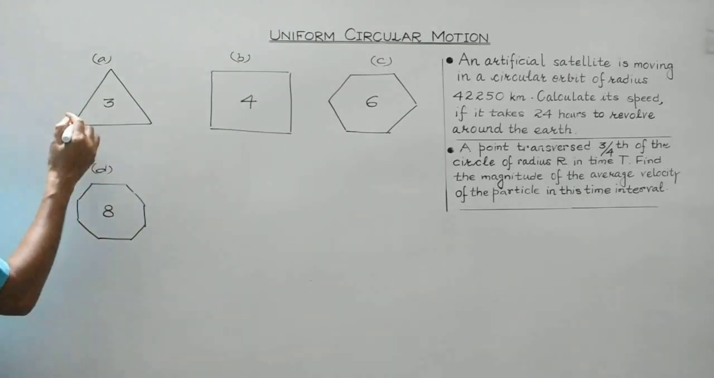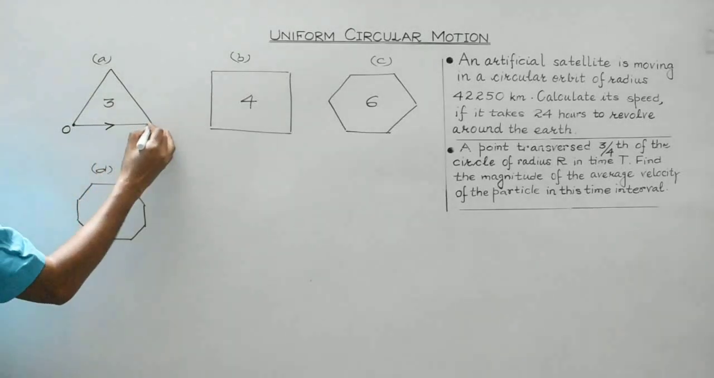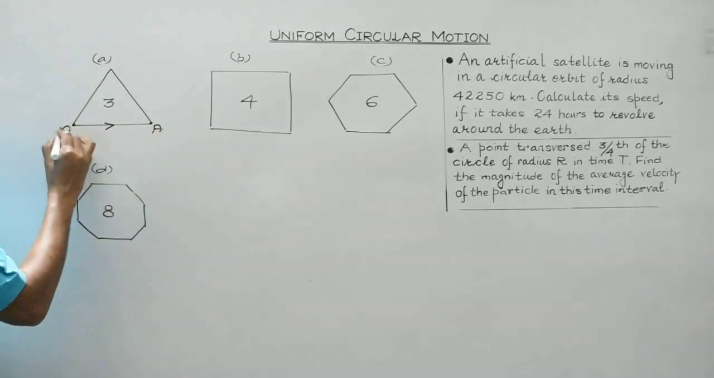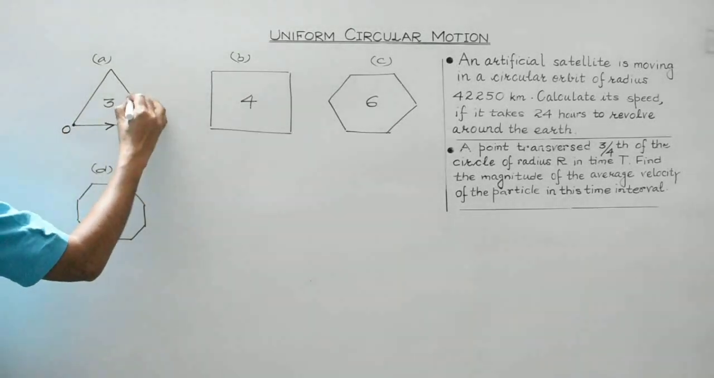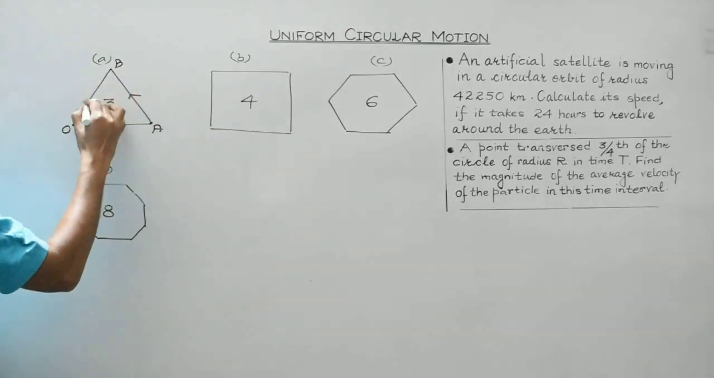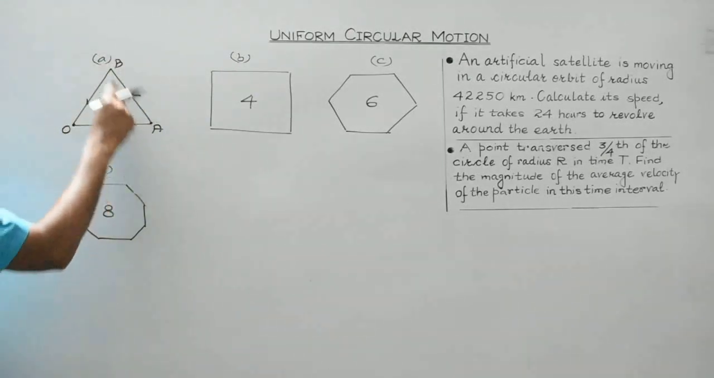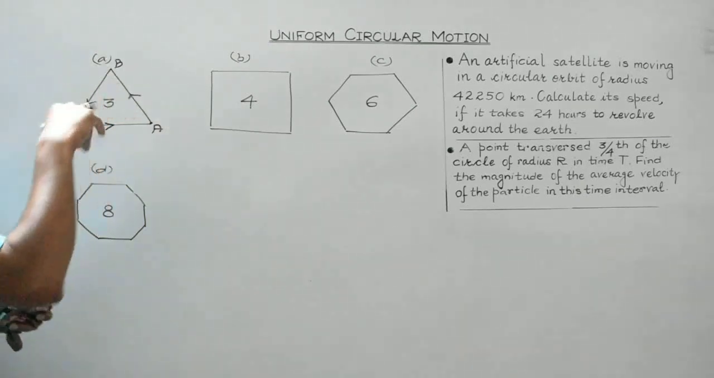So let's consider the first case. Here the body starts from point O, reaches point A, then reaches point B, then again it comes back to point O. This is the path which it follows in the anti-clockwise direction.